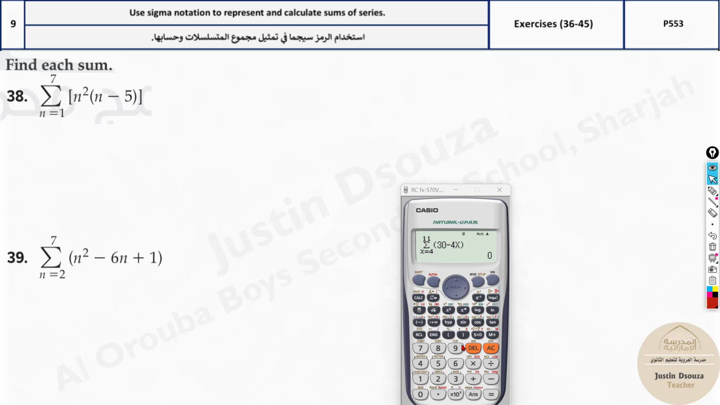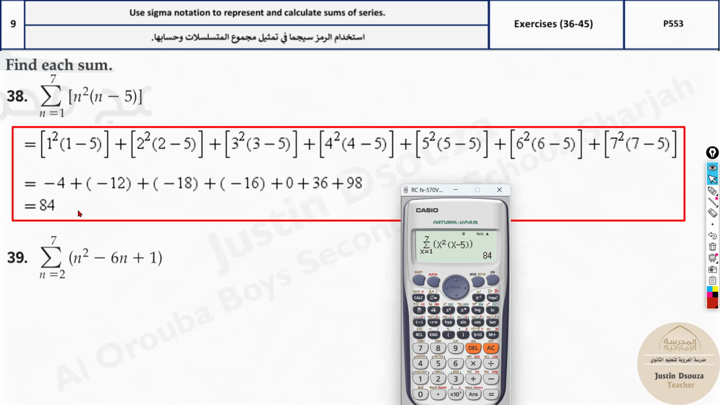Similarly, let's try the 38th one. All you need to do is shift and this symbol to get the summation. Here you need to use the brackets properly. N squared bracket n minus 5, close the bracket, and now it's all closed. Open 2 brackets, close 2 brackets. It starts at 1 and ends at 7. So the answer is 84, and here you go.